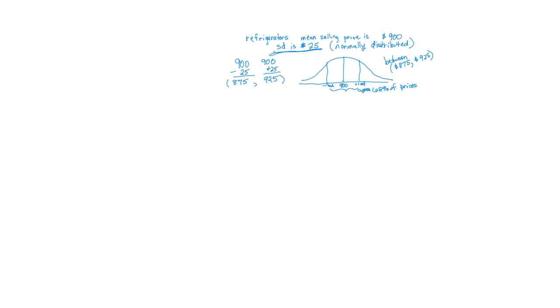And the key is the 68, 95, 99.7 rule. That's what we're using. So based on that rule, if you just add 1 standard deviation, which is 25, and subtract 1 standard deviation, which is 25, we should know that 68% of the stores should be in that region, or those prices should be in that region if it follows a bell-shaped curve. And that's all they're going to ask you to do, something like that.